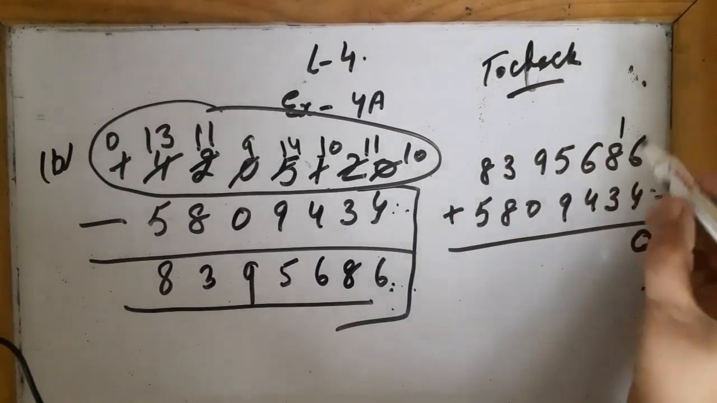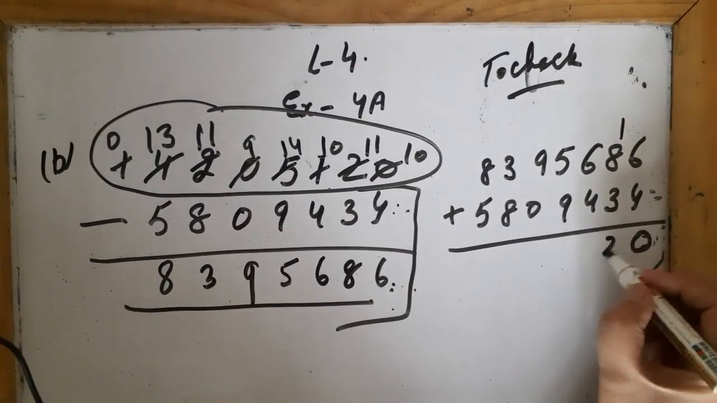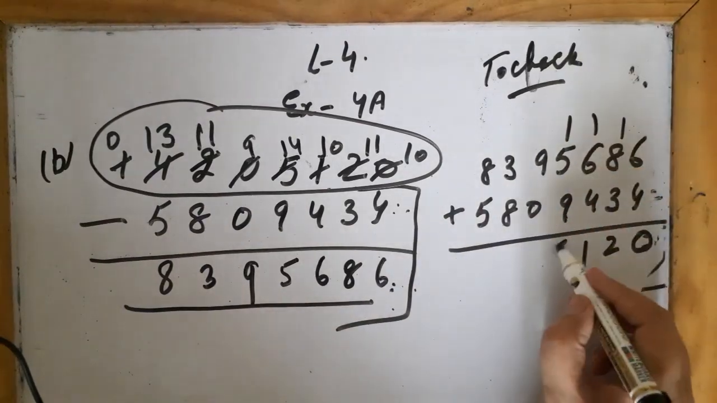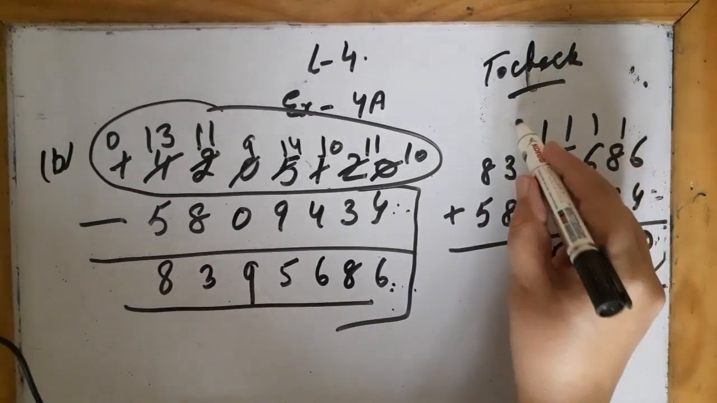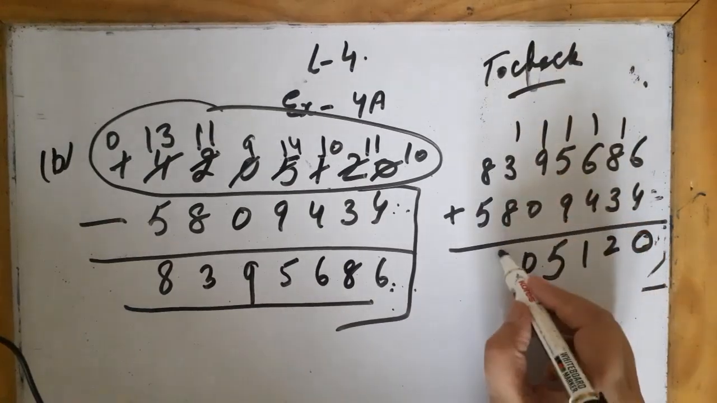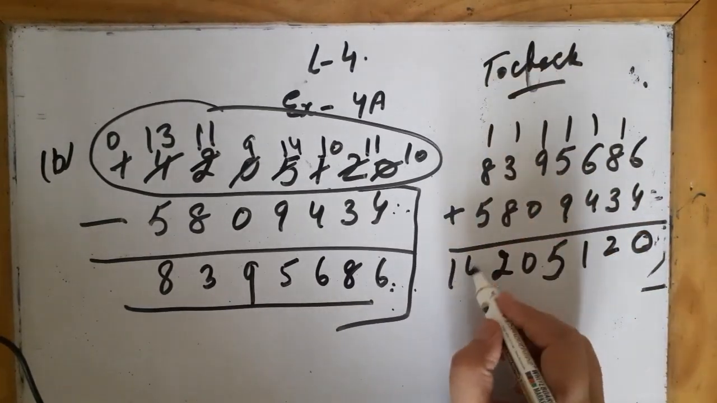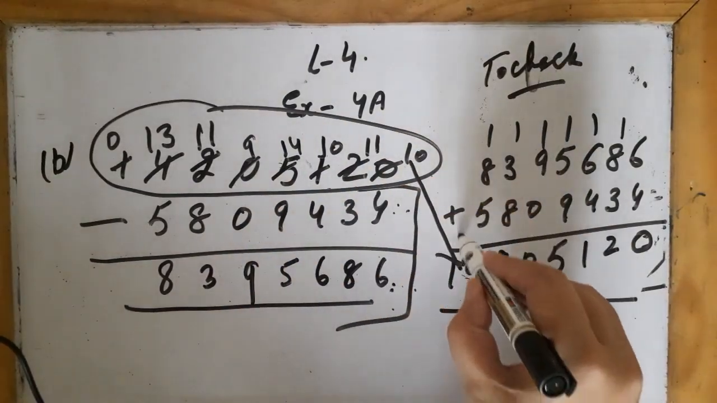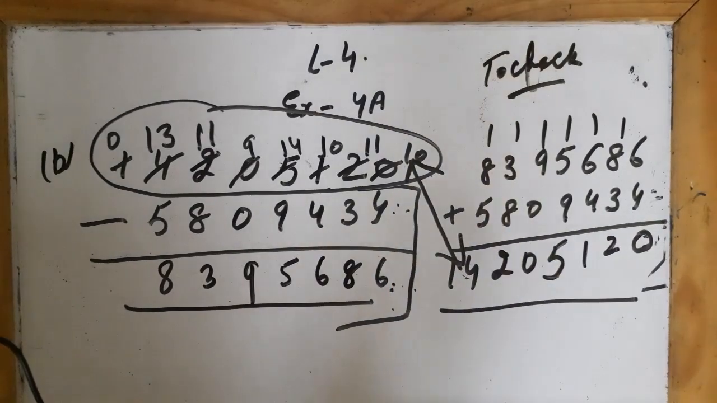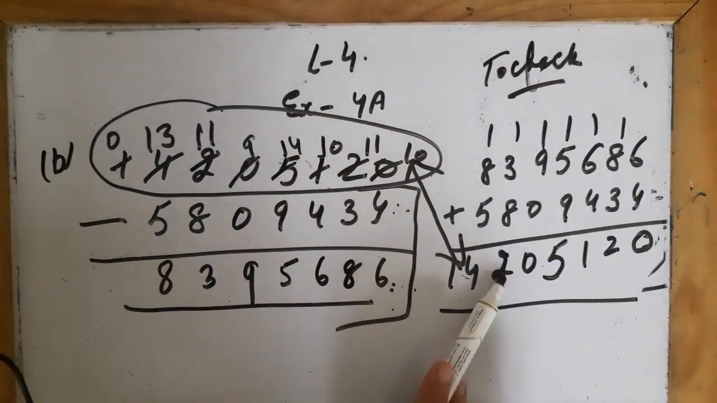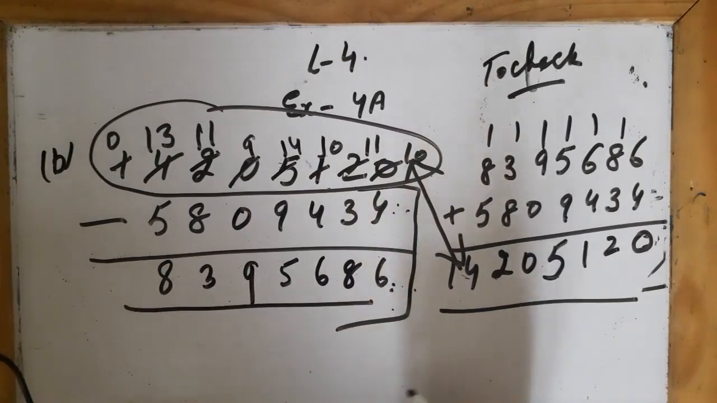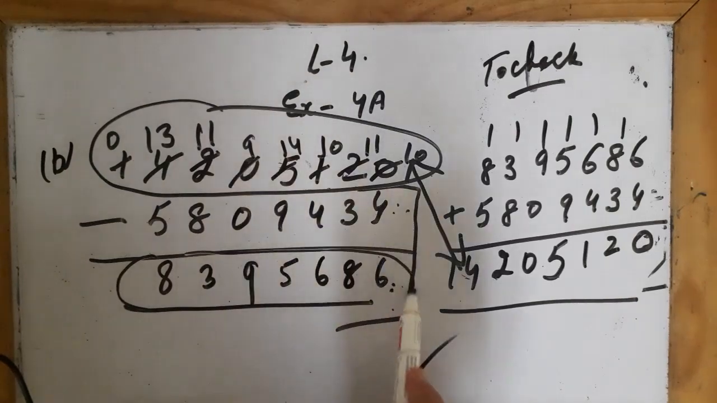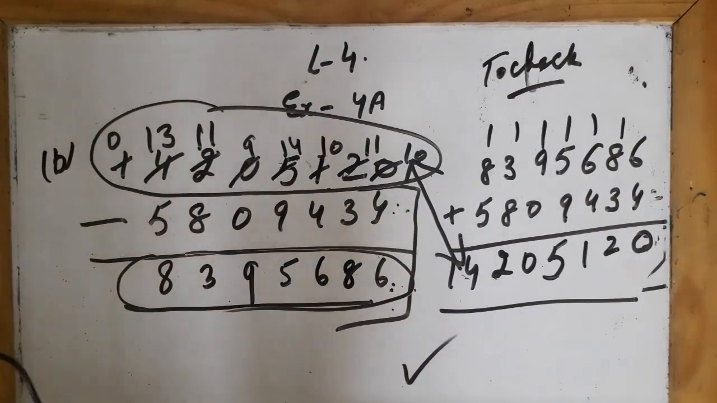6 and 4, 10, 12, 6 and 7 and 4, 11, 9 and 1, 10 and 5, 15, 9 and 1, 10, 8 and 9, 12, 8 and 9 and 5 is 14. So do I get the same answer? Yes. Do I get the minuend here? Yes, I get the same answer here. This larger number and this are the same. So it means when I checked, I got to know that my subtraction was correct.